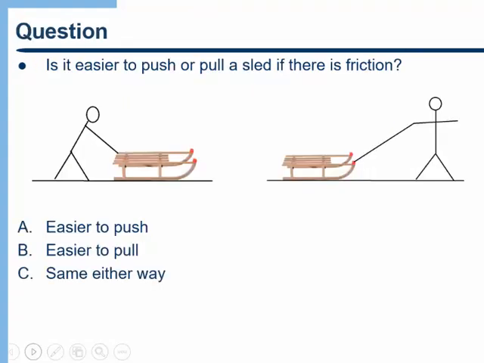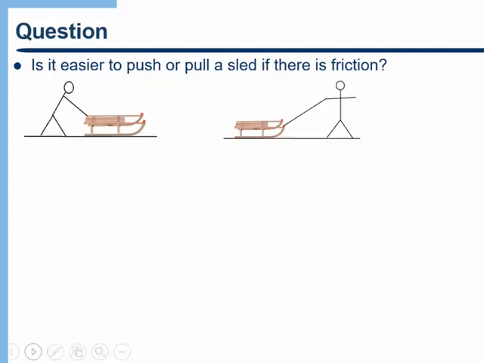Let's look at a conceptual question. Is it easier to push or pull a sled if there's friction? So think about that for a minute and then we'll take a look at it. Well, it turns out that it's easier to pull a sled than it is to push it. And in order to understand this, we want to draw out the free body diagram for the two situations.